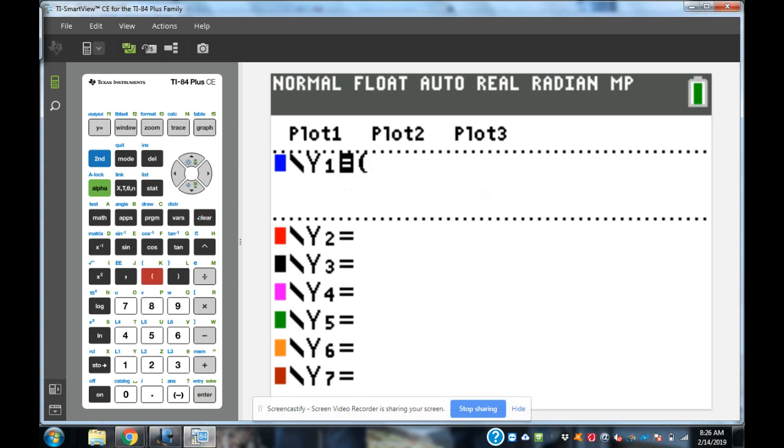So, 1/2, parentheses, x minus 1, x plus 3.